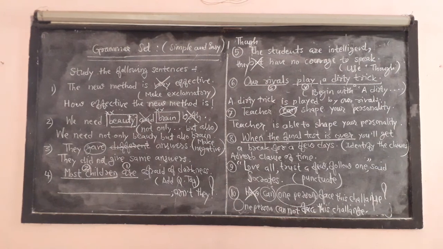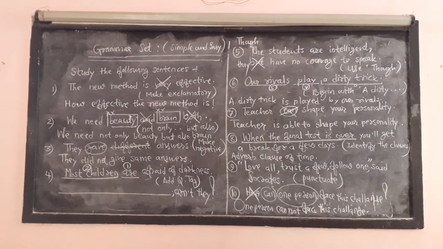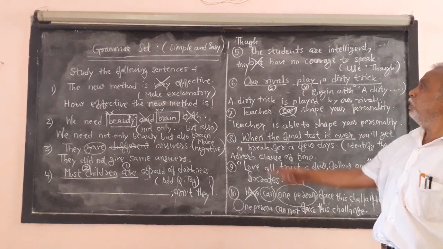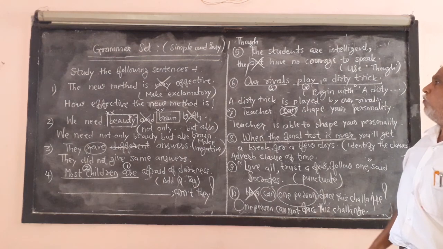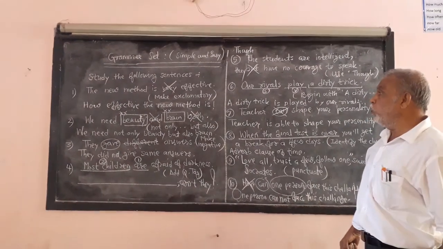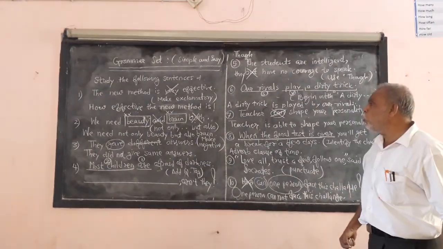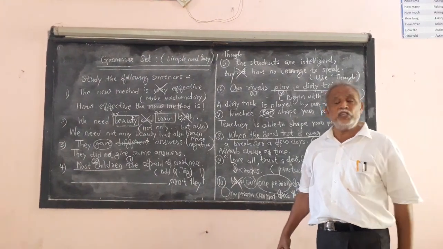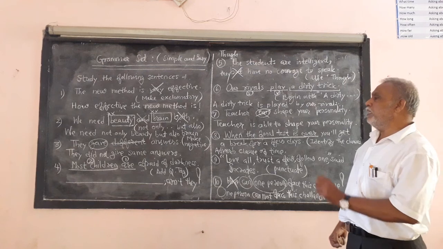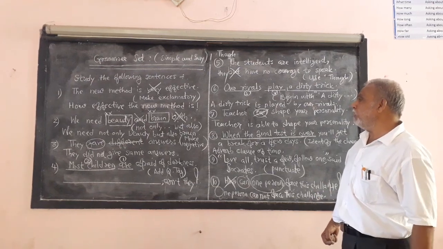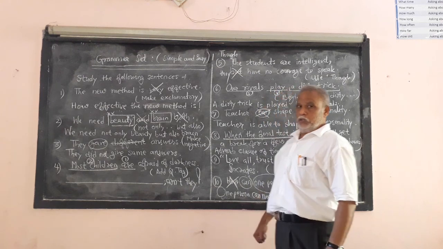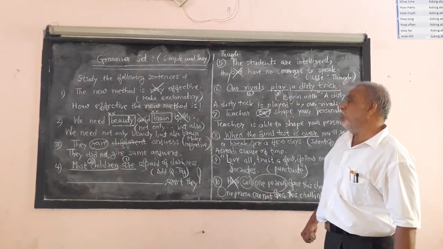Now let us read all 10 sentences once again. Let us read with me and understand them. The new method is very effective. Make exclamatory: How effective the new method is! Brain both, not only but also: We need not only beauty but also brain. Sentence number three: They gave different answers, make negative. They did not give the same answers. That is a negative sentence.